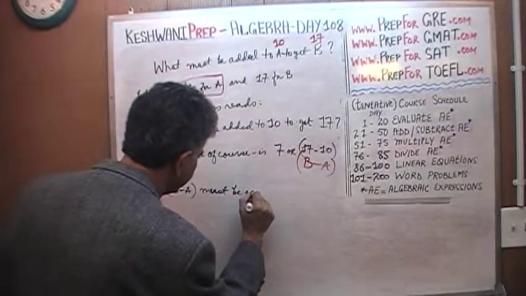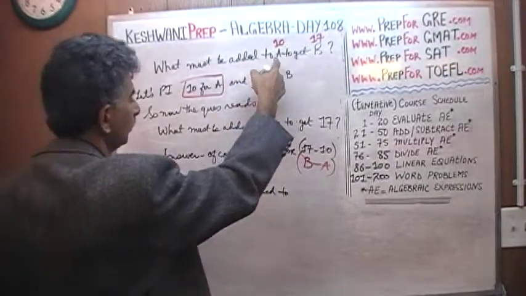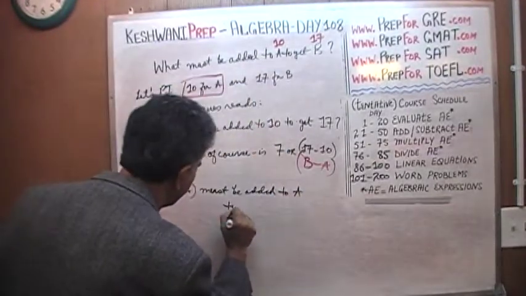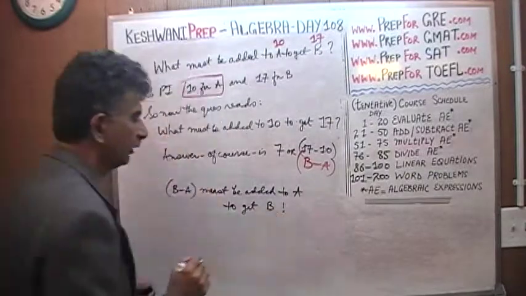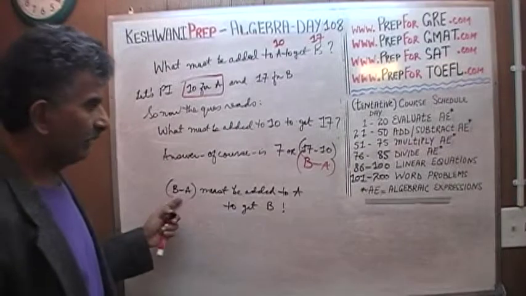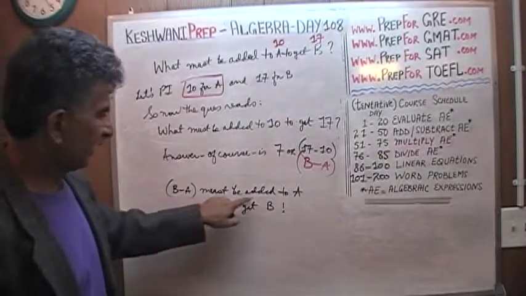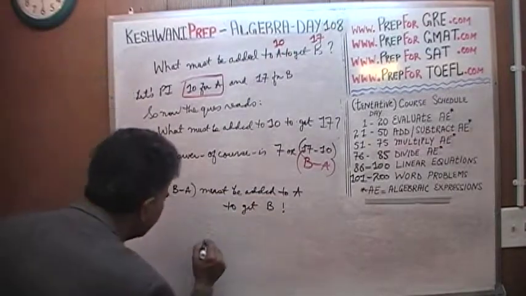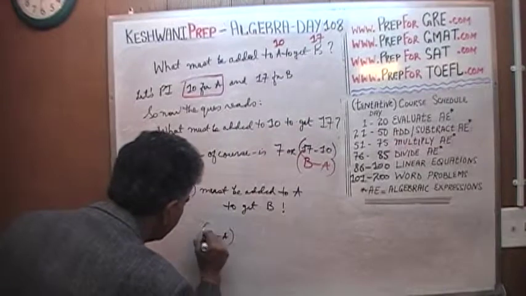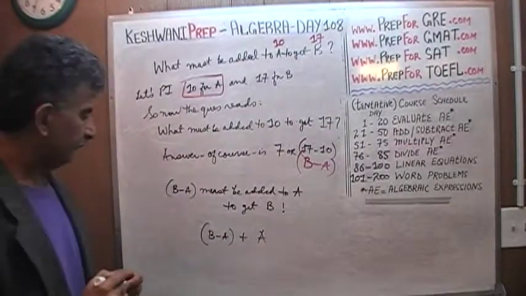B minus A must be added to A to get B. That is what we are claiming. We are claiming that this quantity, B minus A, 17 minus 10, must be added. Let's see if it's true. Let's add B minus A to A, and let's see if we get B.